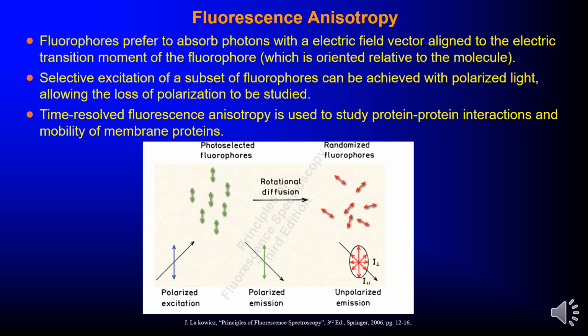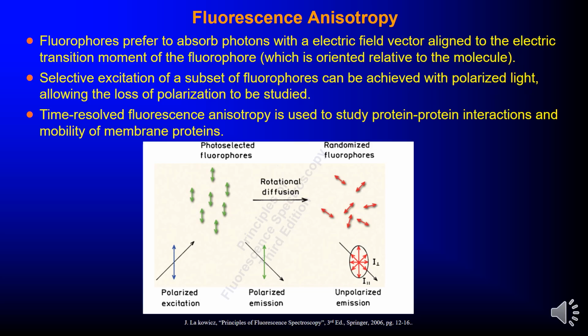Fluorescence anisotropy. Fluorophores prefer to absorb photons with an electric field vector aligned to the electric transition moment of the fluorophore. Selective excitation of a subset of fluorophores can be achieved with polarized light, allowing the loss of polarization to be studied.